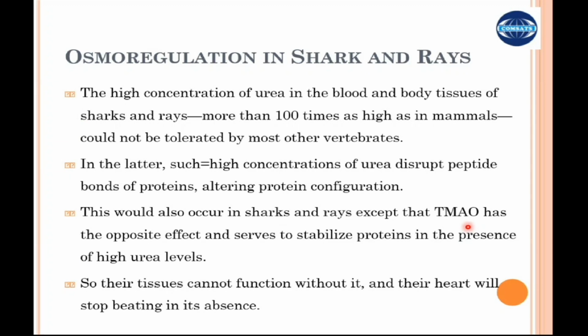The high concentration of the urea in the blood and body tissues of the sharks is about 100 times higher than that in the mammals, and this could not be tolerated by other vertebrates. Right, so such high concentrations of urea disrupt the peptide bonds of the proteins, altering protein configuration. Okay, we are talking about mammals. But the shark does not have this effect, because they have TMAO, which neutralizes and stabilizes those proteins in the presence of excessively high levels of urea.